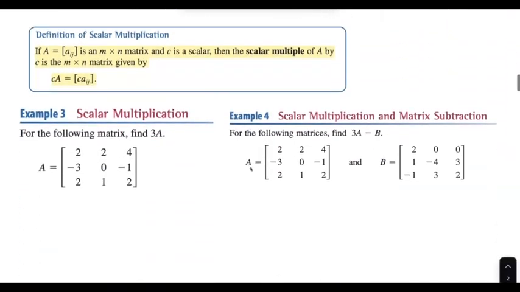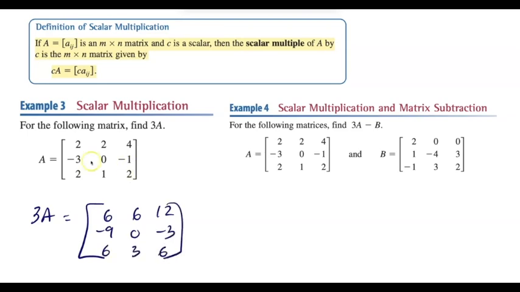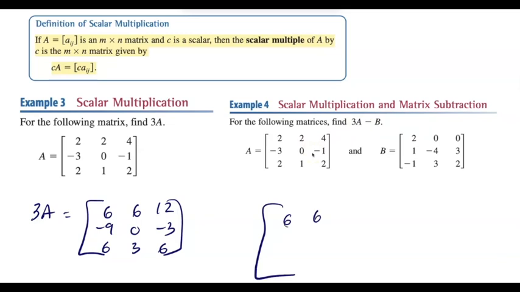Okay, let's talk about scalar multiplication. Like I said before, scalar is just a number. We multiply a matrix by a scalar number, here 3A. Here's my matrix A, let's times it by 3. Multiply every element by 3. If I wanted 3A here, I have to multiply everything by 3. It becomes 6, 6, 12, -9, 0, -3, 6, 3, and 6. That is scalar multiplication. Let's copy it down real quick.